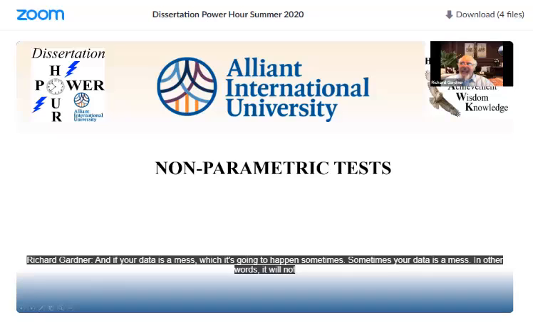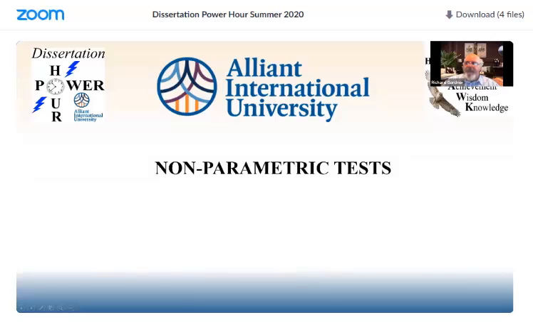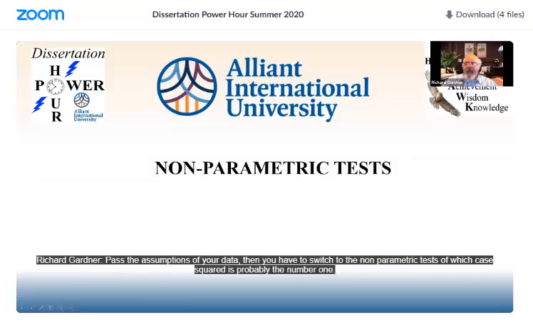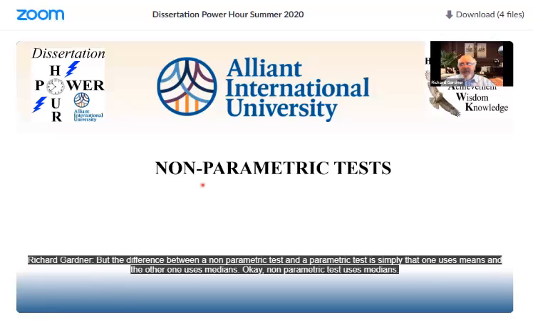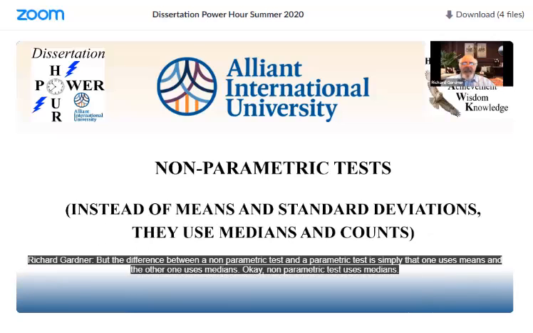And if your data is a mess, which it's going to happen sometimes, in other words, it will not pass the assumptions of your data, then you have to switch to the non-parametric tests, of which chi-squared is probably the number one. But the difference between a non-parametric test and a parametric test is simply that one uses means and the other one uses medians, okay? Non-parametric test uses medians, okay?